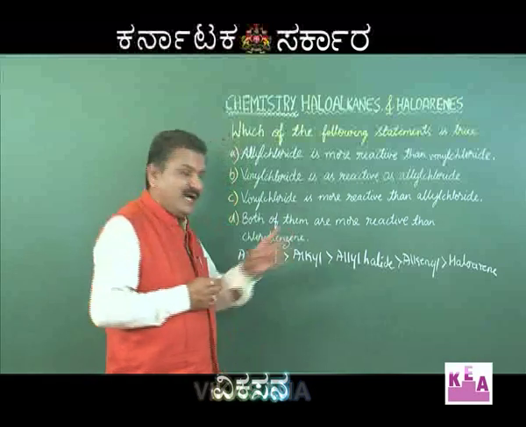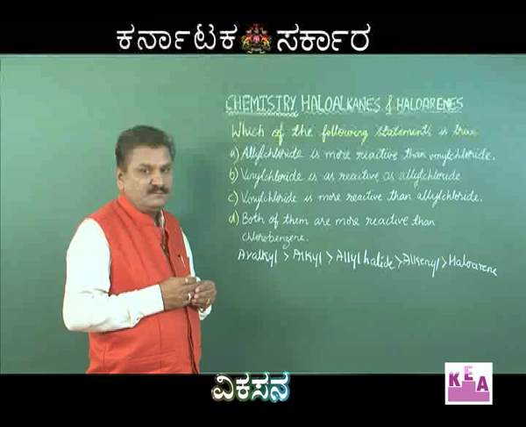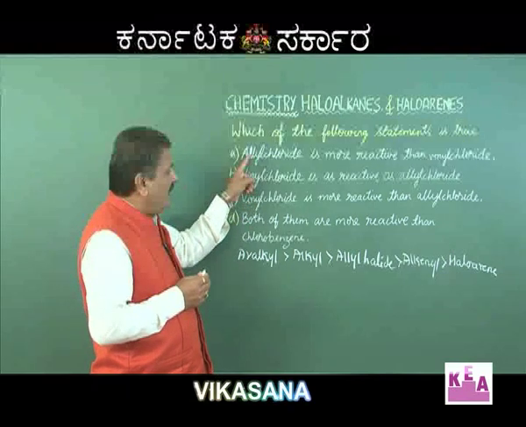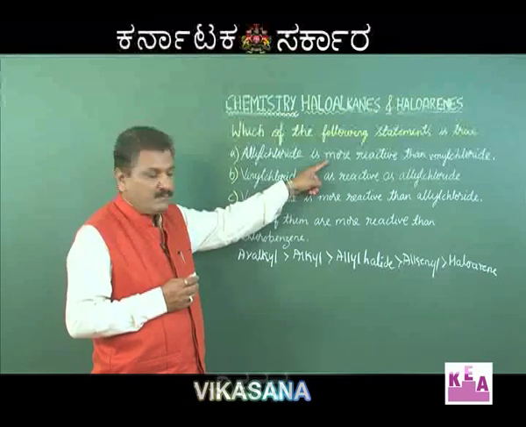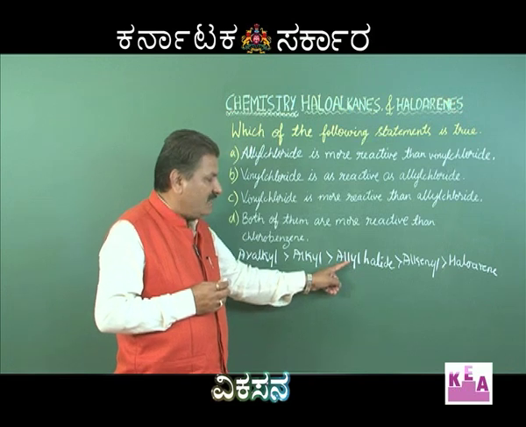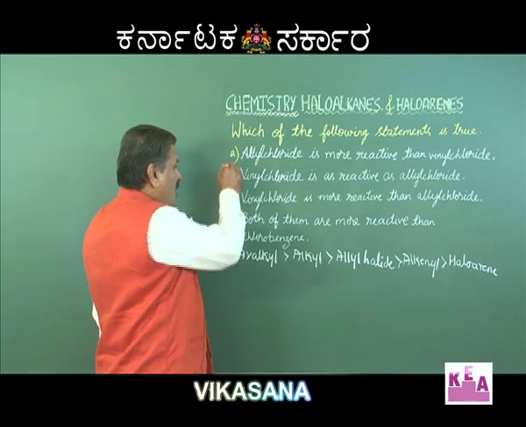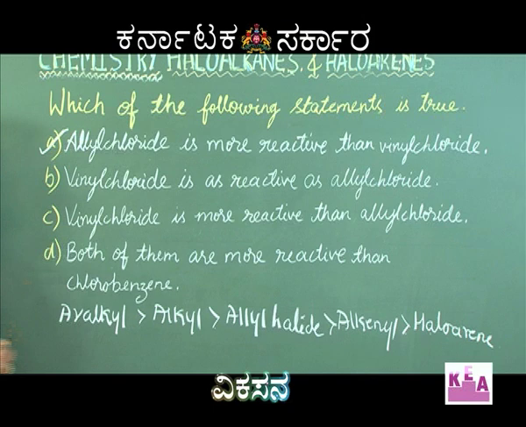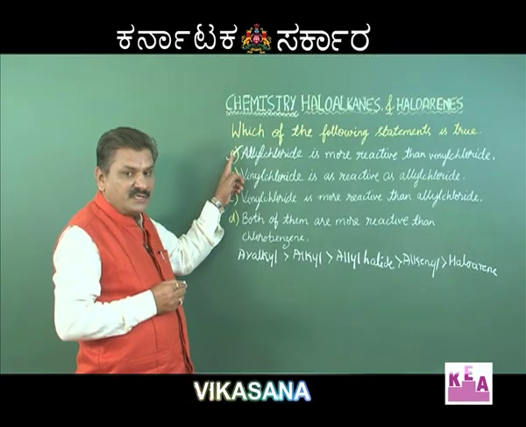If you remember this order, now you will get the answer for this question. See the first option: allyl chloride is more reactive than vinyl chloride. Allyl chloride is more reactive than alkenyl chloride or vinyl chloride. So the correct option for this is A, while the rest of the three options are not in this order. So the correct option is A.